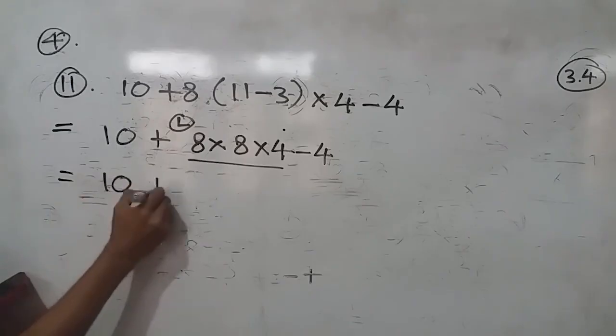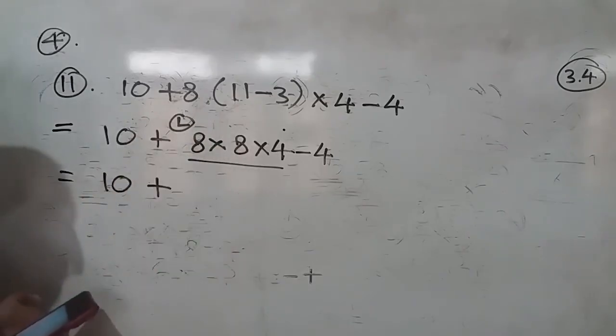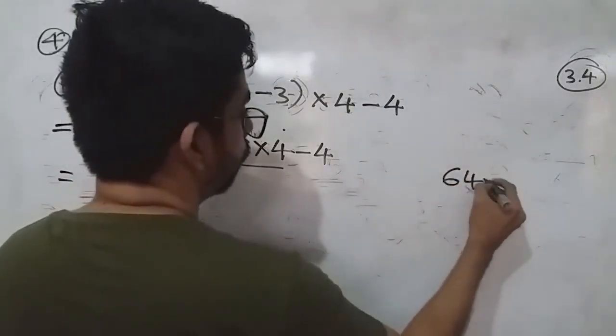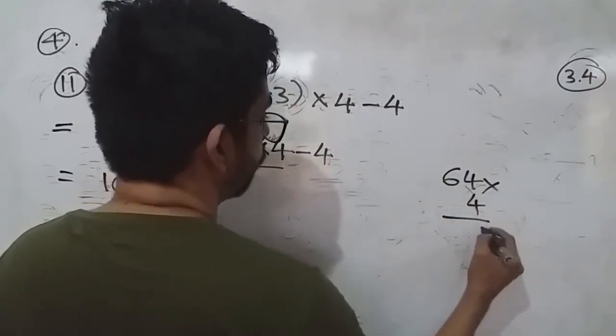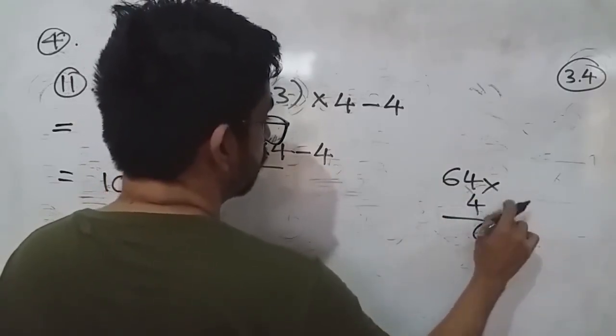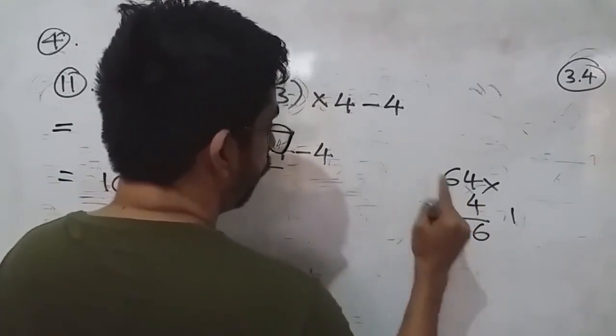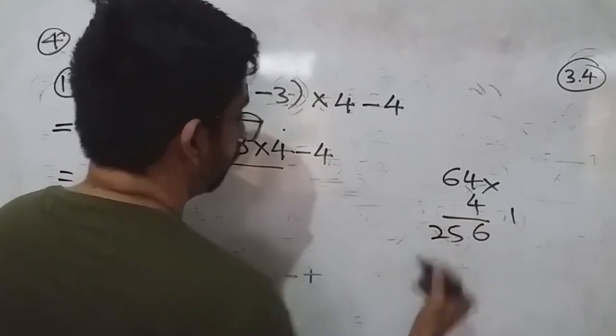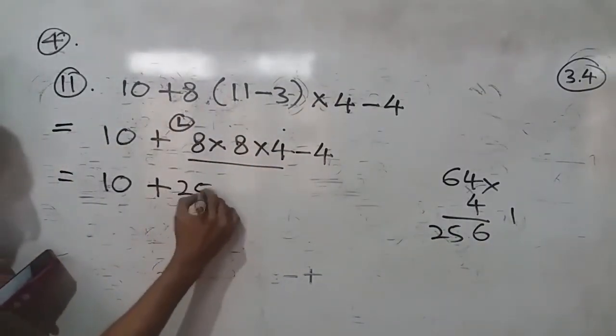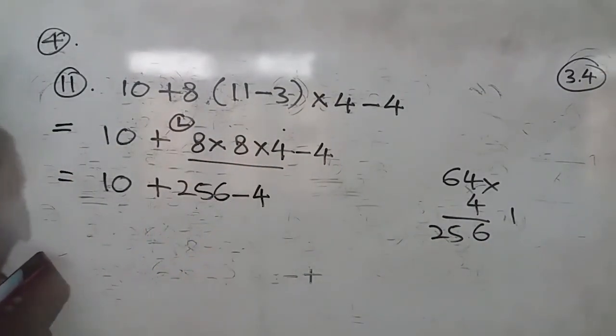Right. So 10 plus 8 times 8 is 64. 64, we have to multiply that by 4. 4 times 4 is what? 16. So there's a 1. 4 times 6 is 24. Add a 1, that becomes 25. So 10 plus 256 minus 4.